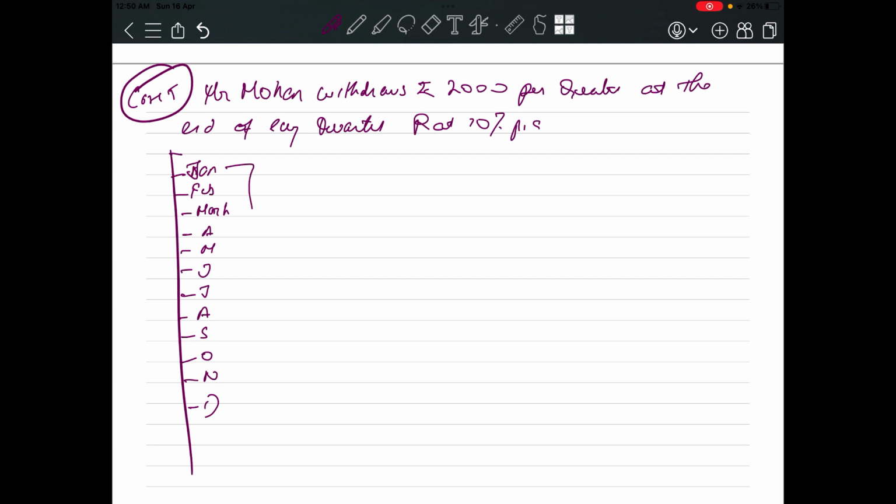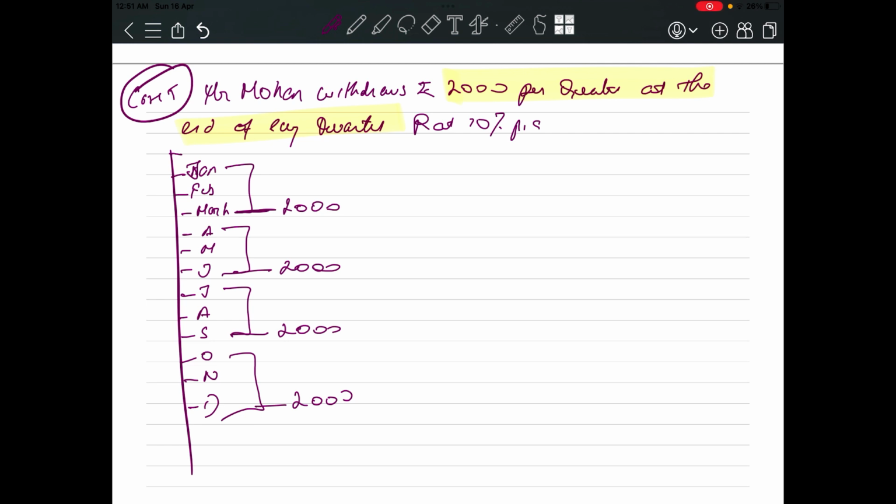Okay, so this will be first quarter, this will be second quarter, this will be third quarter, and this will be fourth quarter. Now when is he withdrawing? See, he is withdrawing 2000 per quarter at the end of every quarter. When is the end of each quarter? For the first quarter it is 31st March. He is withdrawing 2000 here, 2000 here, again 2000 here, and again 2000 here.